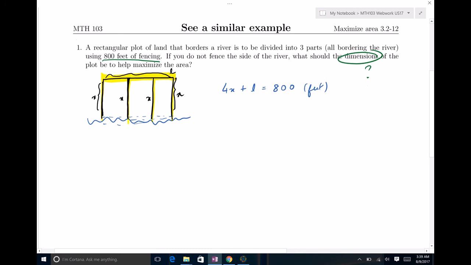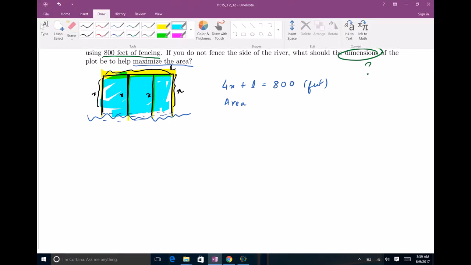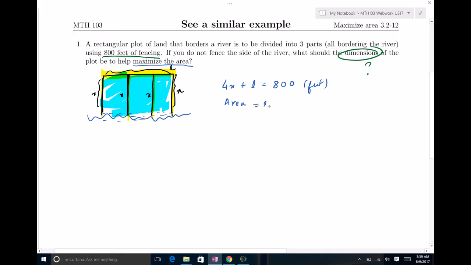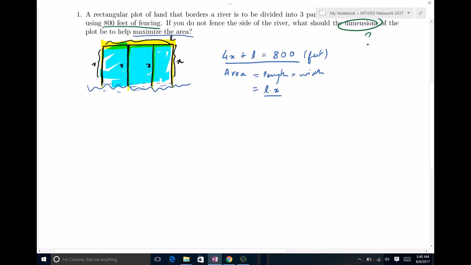Let's not forget the units. Okay, and now I want to be able to find how to maximize the area. The area of this entire thing is going to be the same as the area of the entire rectangle, and the area of the whole rectangle is just the length times the width. In this case, the length times the width is L times X. Unfortunately, we're now dealing with two variables and we have two equations, so what we're going to do is solve them simultaneously.